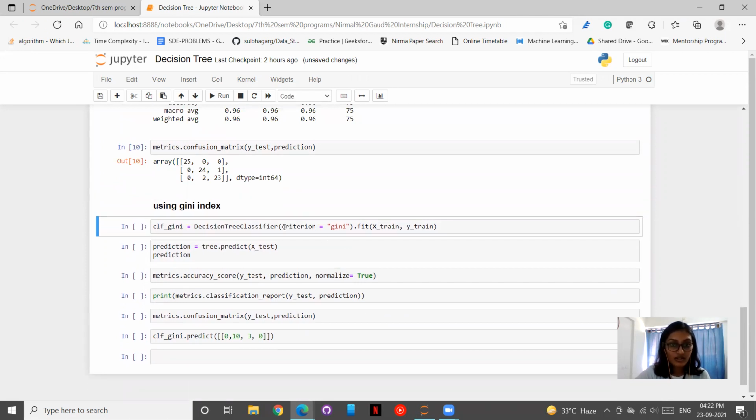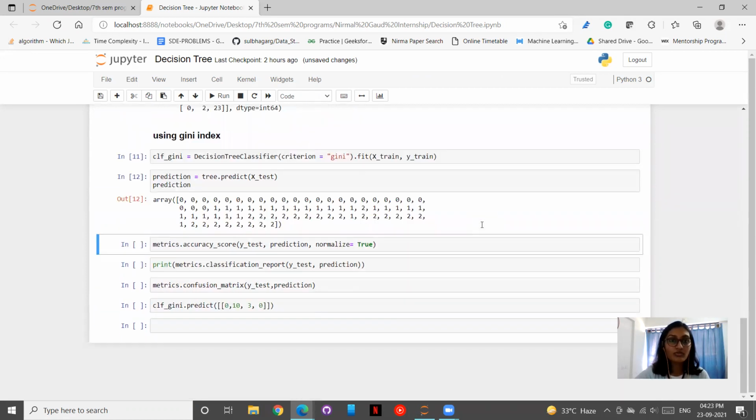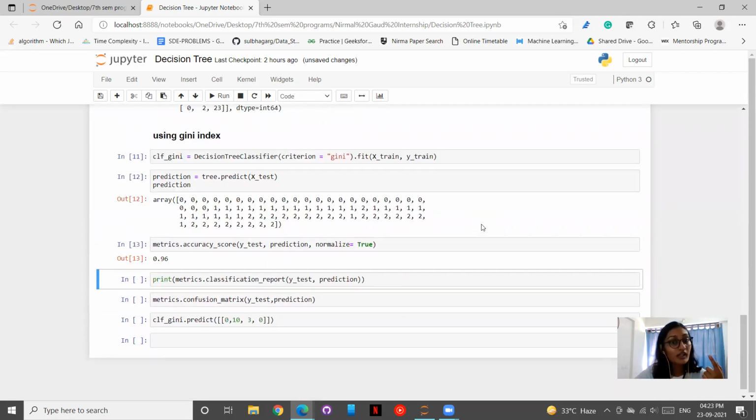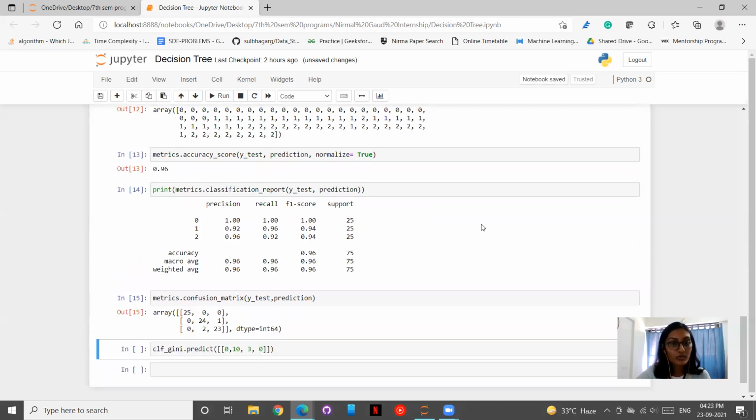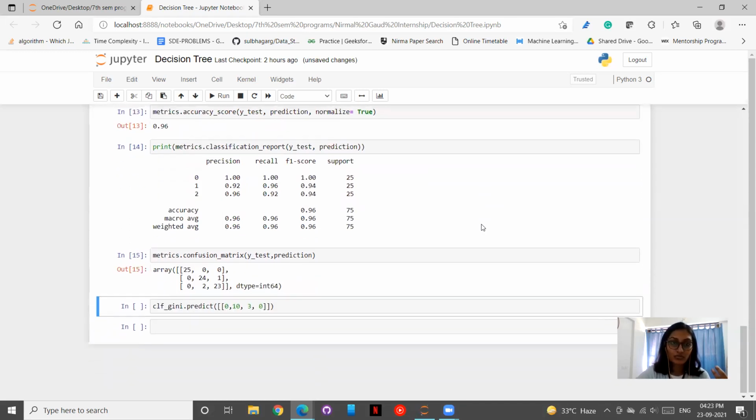Next, we'll be using the Gini index. Here we are keeping the criterion as Gini, and we are fitting our X_train and y_train values. Then the same procedure, we are predicting and seeing what output it gives us. Here also we are getting an accuracy score of 96%. This is our classification report. This is our confusion matrix.